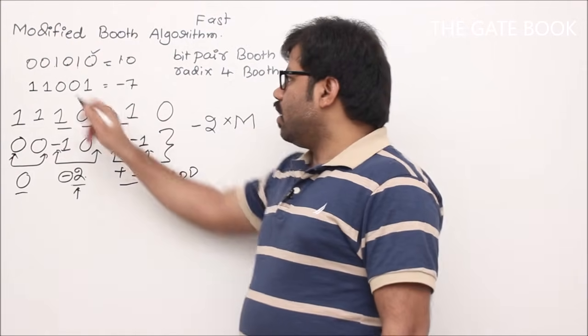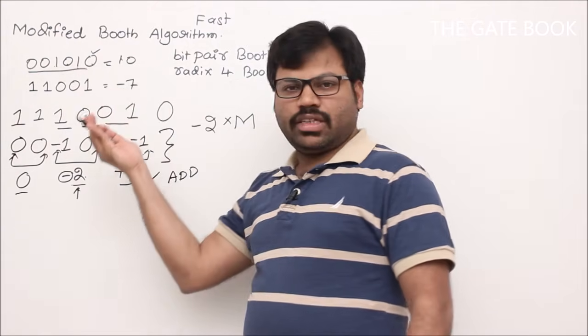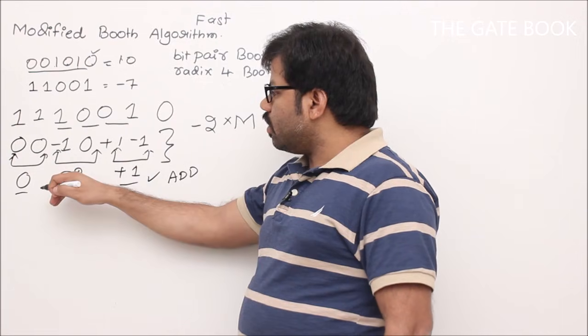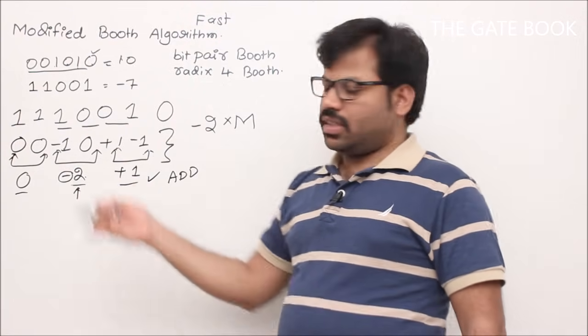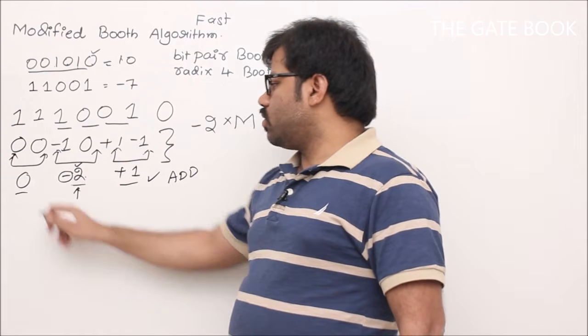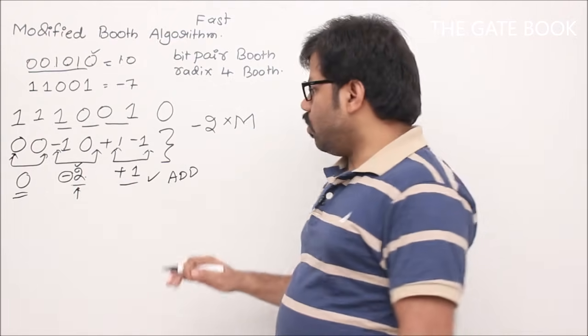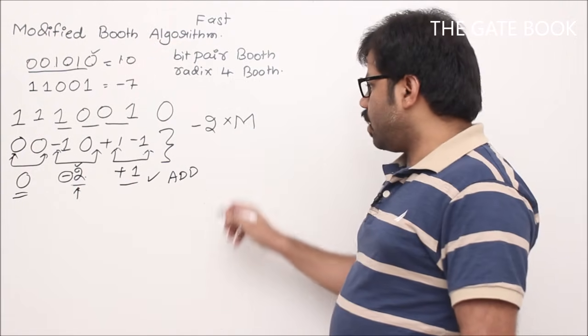You can do one thing: take this number, do the 2's complementation, then multiply with 2, that's it. Then you can get this effect. Now 0 means no addition, nothing. So let us check it out. Let's try to do that. Already I told you, right?